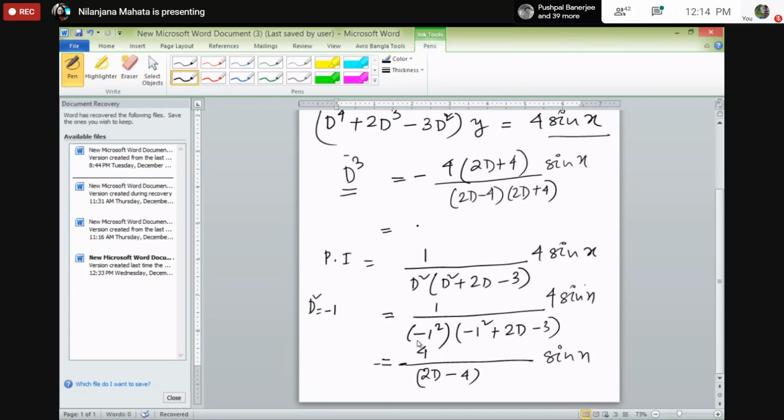So minus 4, if we wish, we can take this as 8D plus 2. This is 4D square minus 16, right? So I will replace this D square by minus 1 square again.